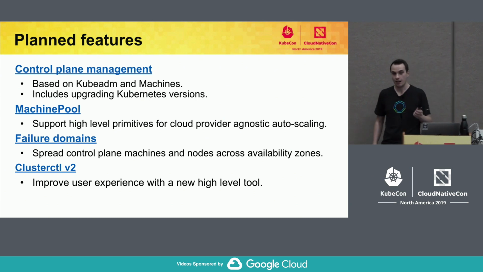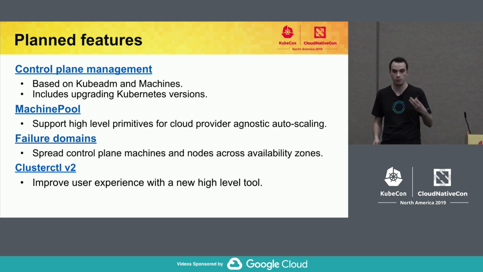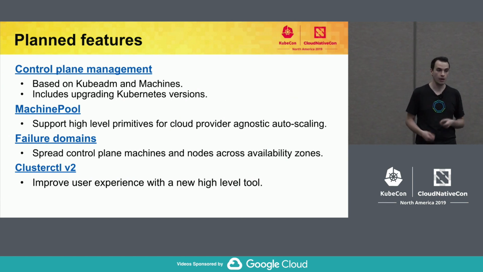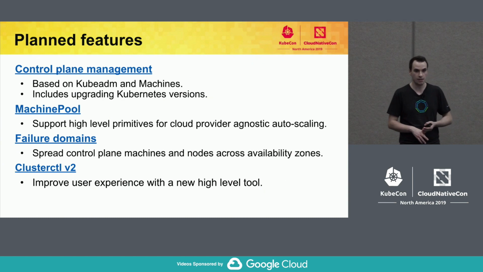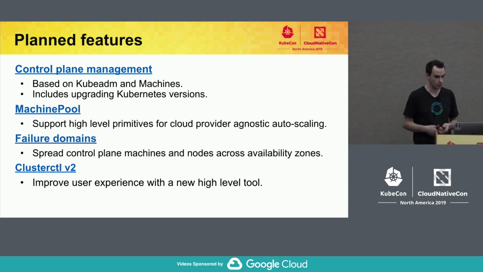The next, this is an effort from Microsoft, and this is Machine Pool. Machine Pool is our abstraction, a high-level type for auto-scaling groups, Azure VMSS, or GCP instance groups.